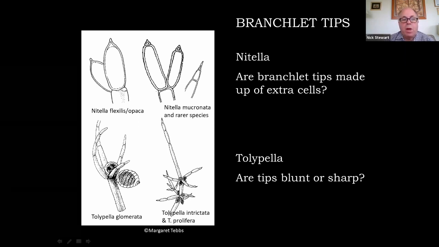And in fact, although I talked about the way they branch as being important between Tolypella and Nitella, in practice, the best way of looking at them is to look at the tips. The Nitellas always have, to some extent, a point, often quite acute or a drawn out point. They're always distinctly pointed, whereas Tolypella glomerata has this very rounded tip, and that's very often a lot easier to see than whether the branching is forked or pinnate.